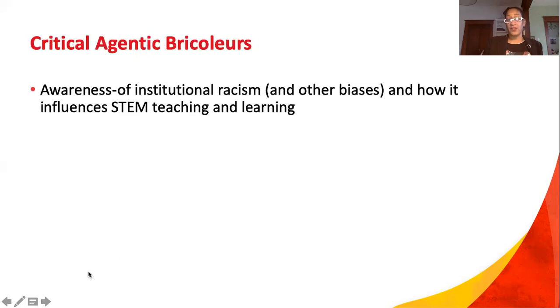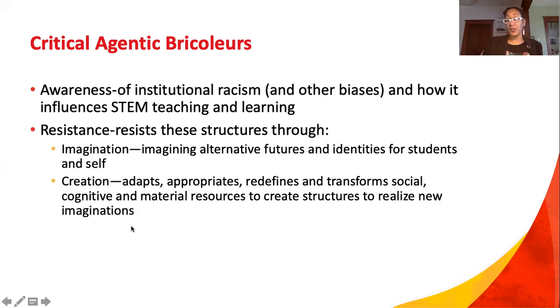As critical agentic bricoleurs, they were more aware of institutional racism and how it influences STEM teaching and learning. They resist these structures through imagination, imagining alternative futures and identities for their students, and through creation: adapting, appropriating, redefining, and transforming social, cognitive, and material resources to create structures and realize these new imaginations.